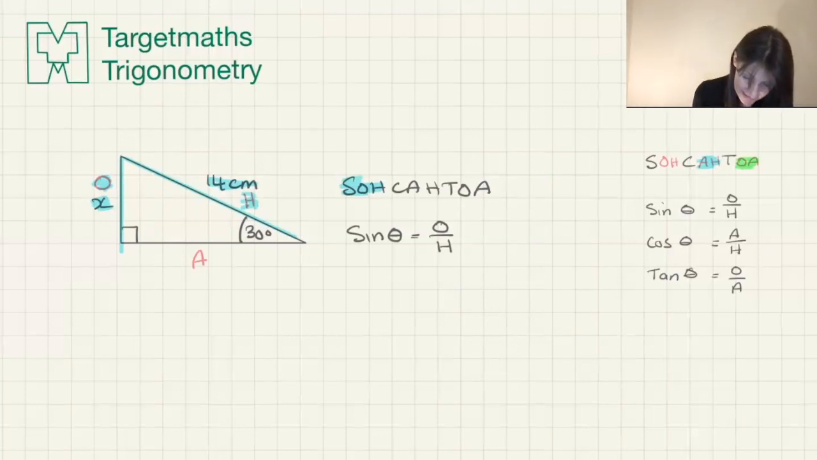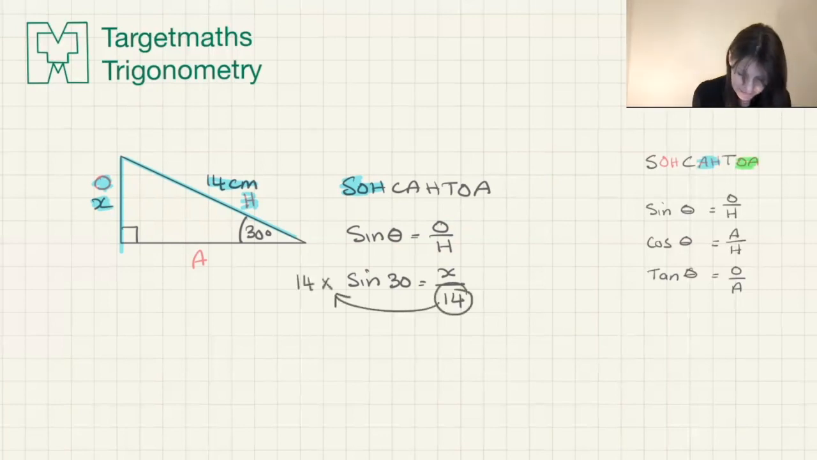So now I'm taking the information from the diagram and I'm putting it in each of these positions. So sine theta, the angle is 30. O is the opposite. That has an X on it. H is the hypotenuse. That's got 14 on it. I'm going to pick up my divide and it's going to land as times, and 14 times sine 30 needs to go into the calculator, and it equals 7. So my x equals 7 centimeters.